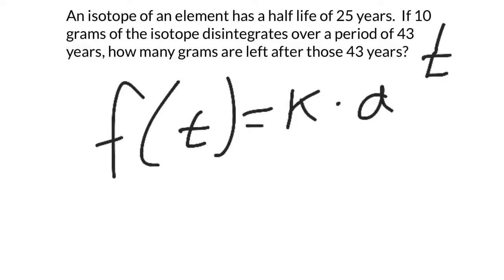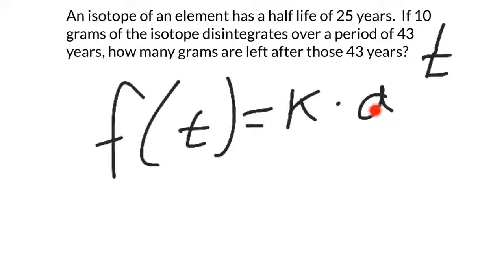So real quick definition of each of the terms. F of t, this variable, represents what's left over after a certain amount of time, like how many grams are left over. K represents how many grams you start with. A is like an exponential rate, and t is the amount of time that you elapse. So the big thing you want to start by finding out is what A is.